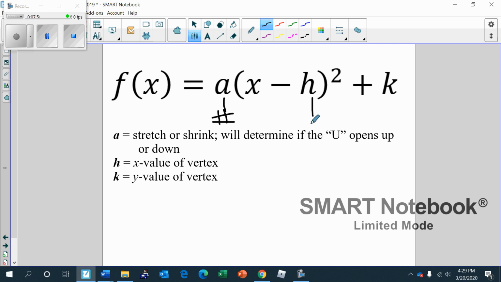The H is going to be a number again, and that's going to be the X value of the vertex, which I have written down here for you on your notes. And the K is going to be the Y value. Again, it's going to be a number. And it's the Y value of the vertex. Okay, so watch. Maybe with numbers, it may be a little bit easier.